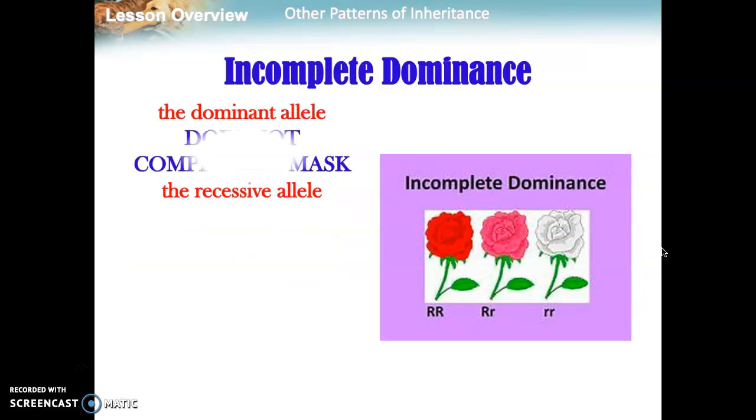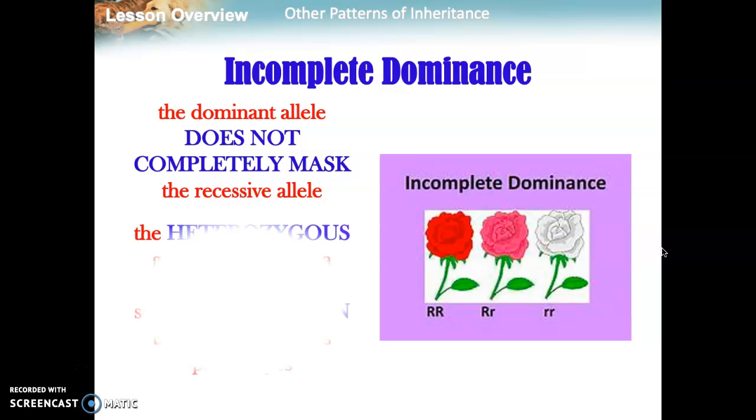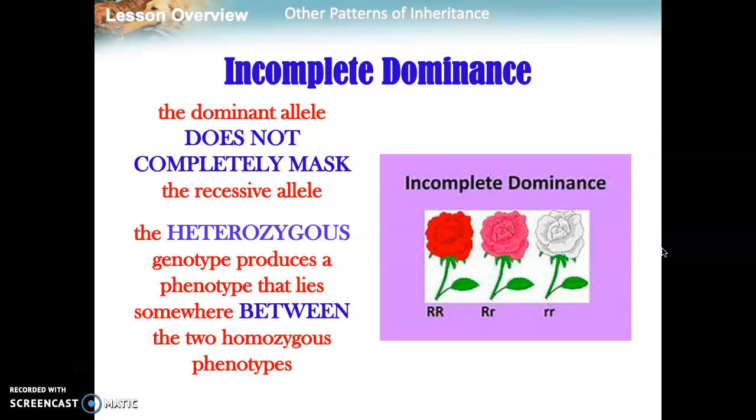So the dominant allele does not completely mask the recessive allele. That's the first thing you need to remember. Second, a heterozygous genotype produces a third phenotype that is somewhere between the other two. In this case, red and white give us pink.